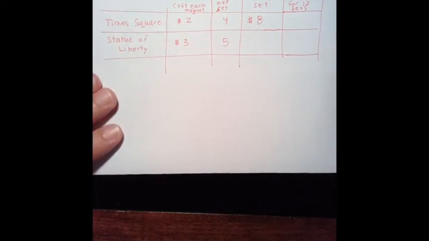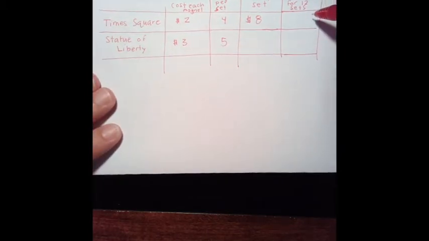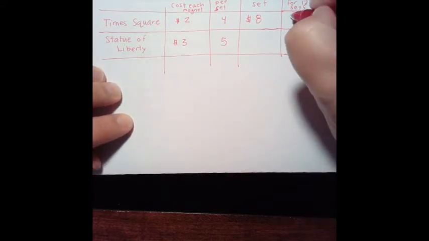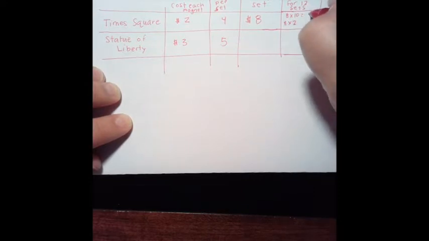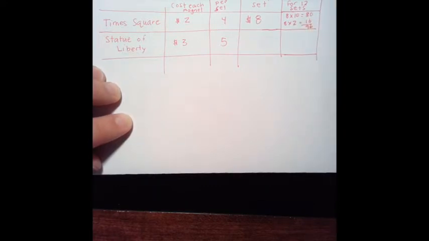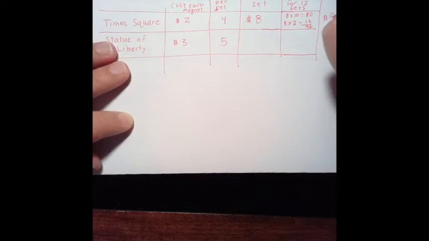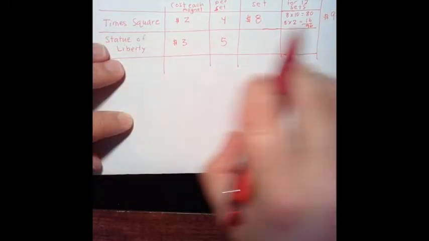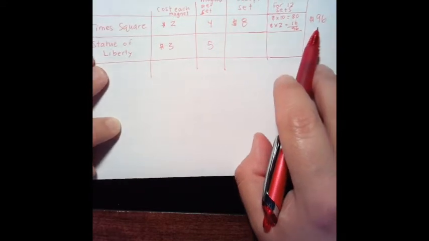Now, he's buying 12 sets of the Times Square magnets. So we got to go 8 times 12. Well, I'm going to break that apart, 8 into 8 times 10, and 8 times 2. 8 times 10 is 80. 8 times 2 is 16, for a total of 96. So it's going to cost him $96 for the Times Square magnets.